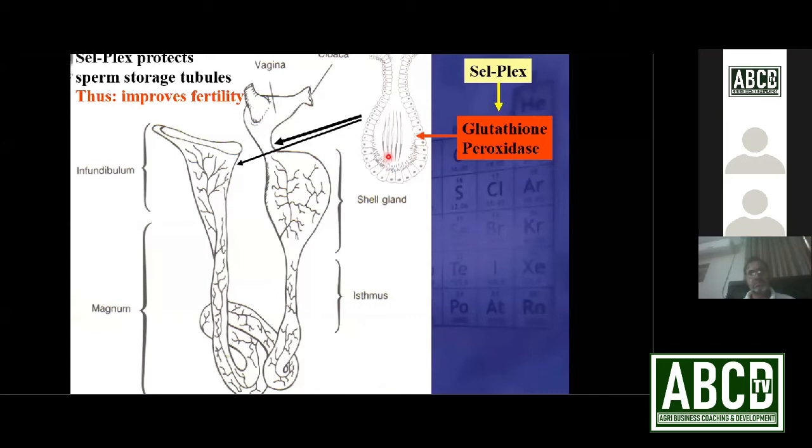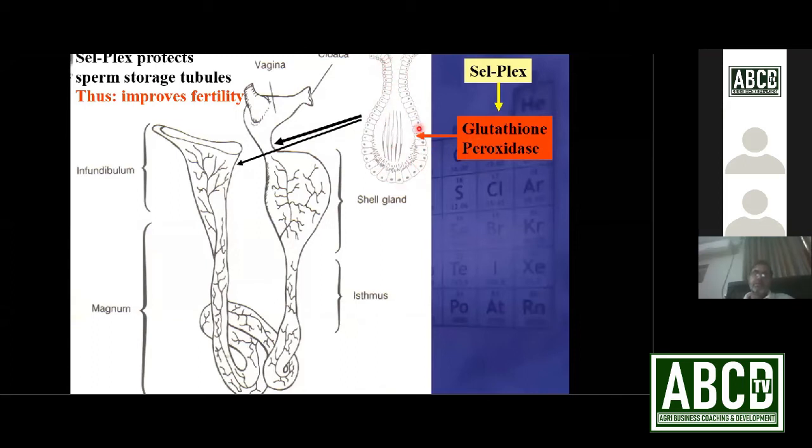But for this to happen, you have these sperm storage tubules between the vagina and the shell gland, and also in the infundibulum. So for these sperm storage tubules to work correctly, you need to have antioxidant protection. And Cellplex, or organic selenium, as a component of the glutathione peroxidase, will help give you this protection.